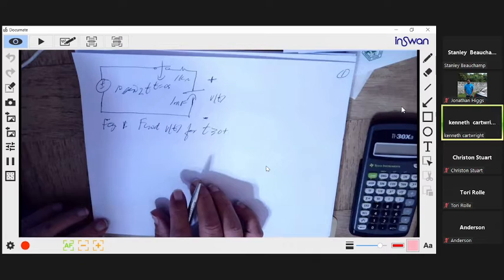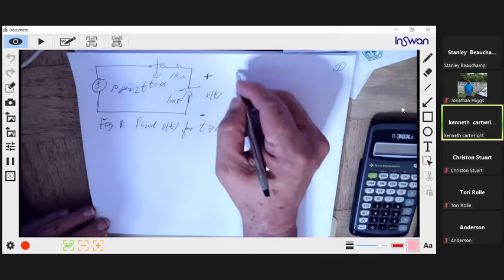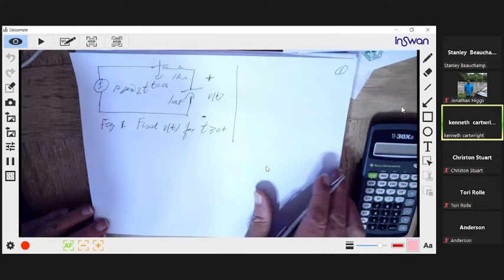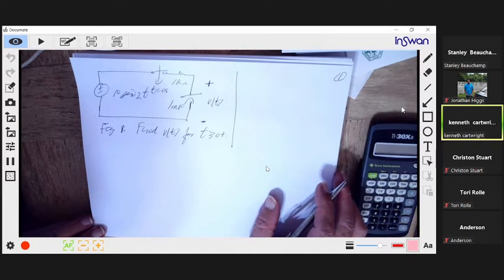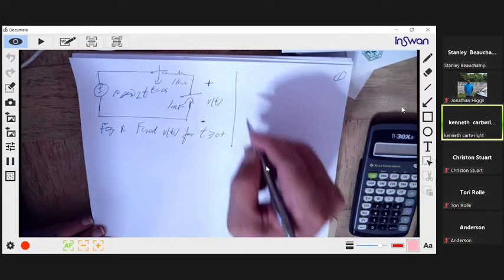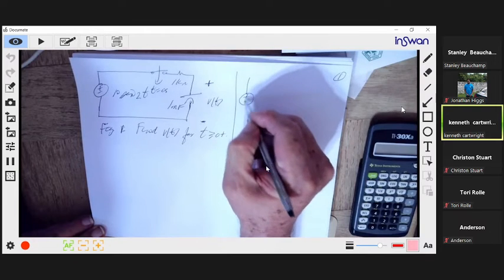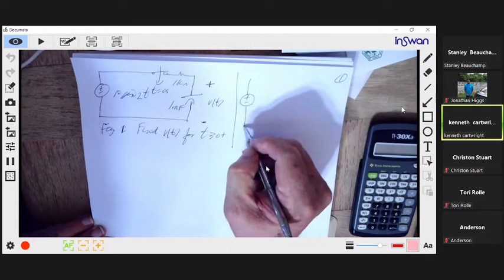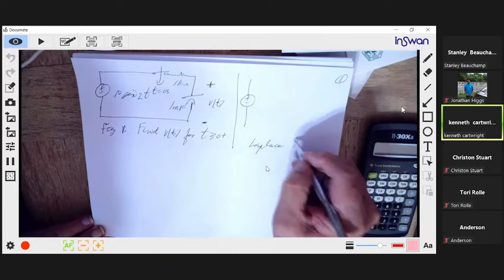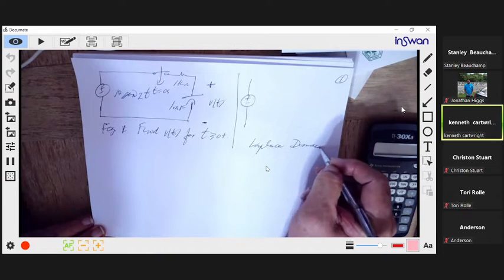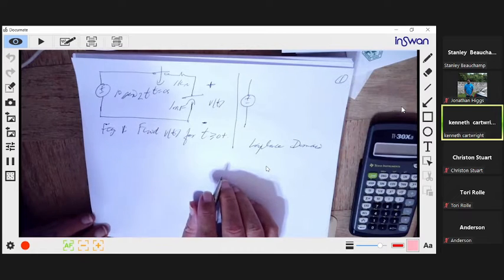Yes, we have to go to the Laplace plane, the Laplace domain. Okay, so what does the supply become? What does the supply become?